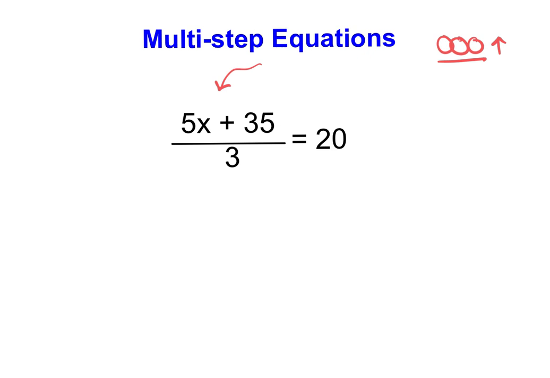Now, in this particular problem, because we see a number of items like the 5, the x, the plus sign, and the 35 all on top of a fraction, we need to remember that there are implied parentheses here. So if you have things grouped together, you need to assume they have grouping symbols like parentheses around them.